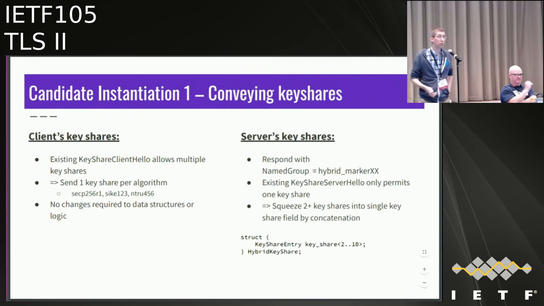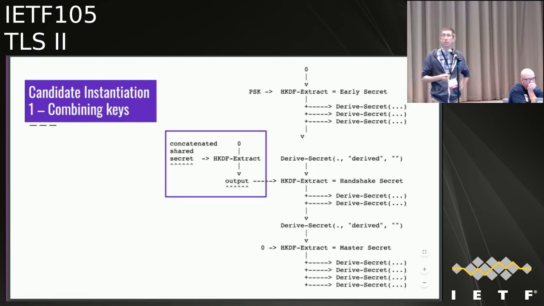Next slide. Once those have been listed in the negotiation, we have to convey multiple key shares, one for each algorithm. In this approach, we use the existing list of client key shares and send one key share per algorithm, so we don't require any new data structures, at least in the client hello. The server hello, as it stands, doesn't allow for multiple key shares to be transmitted, so we have to hack that in. The way we've put that in the document is to have a data structure encoded inside of the existing key share in the server hello that concatenates these key shares. Next slide. Then we have to combine the shared secrets.